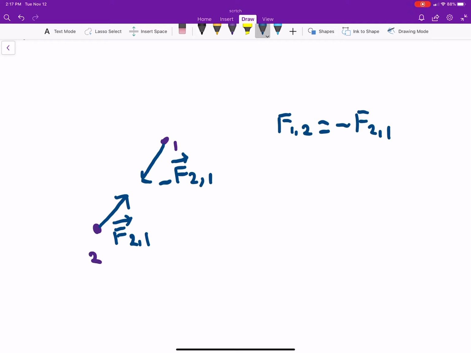Okay? So when you're switching these numbers, the way I like to think of it, if you don't recall, is this is the force exerted by something onto something else. The force of something onto something. Okay? So if it's 1, then it's object 1. It's the force exerted by object 1 onto object 2. It's the force of object 2 exerted onto object 1.